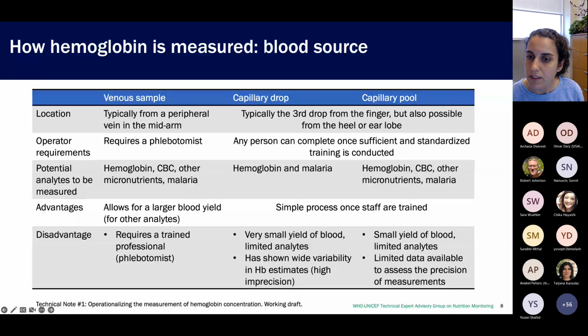For capillary pooled, it's also a smaller blood yield than venous, so limited analytes here, and there's limited data available to assess the precision of measurements. But Dr. Dary will be presenting more on this in the subsequent presentation. Next slide, please.